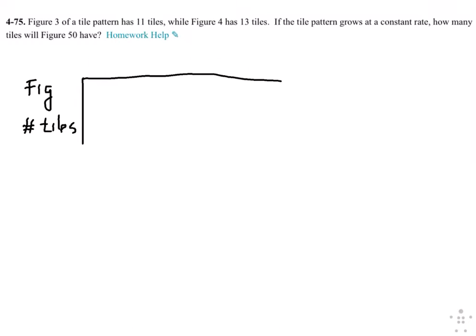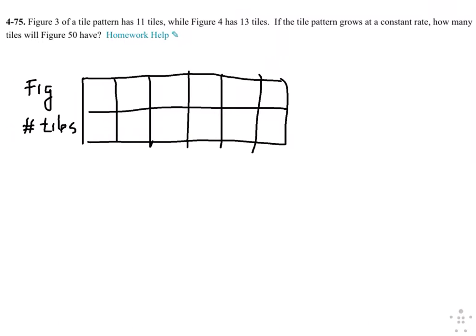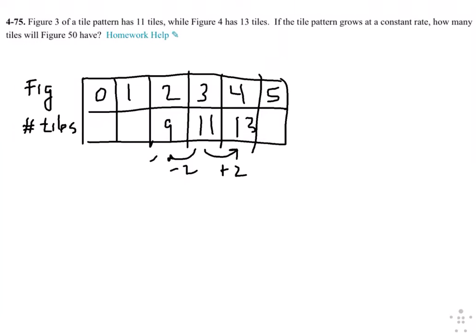So, all right, not the greatest table, right? Figure 0, 1, 2, 3, 4, 5. So they tell us figure 3 has 11 tiles and figure 4 has 13 tiles, right? So that means we're adding 2. So that means to go backwards, we need to subtract 2, right? Minus 2, so that's 9. Minus 2 is 7. Minus 2 is 5.